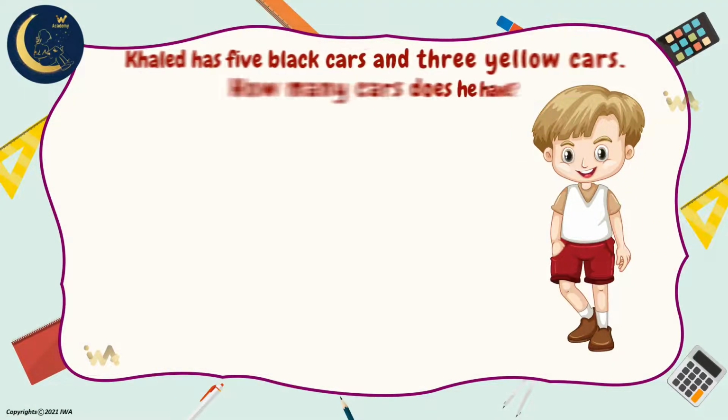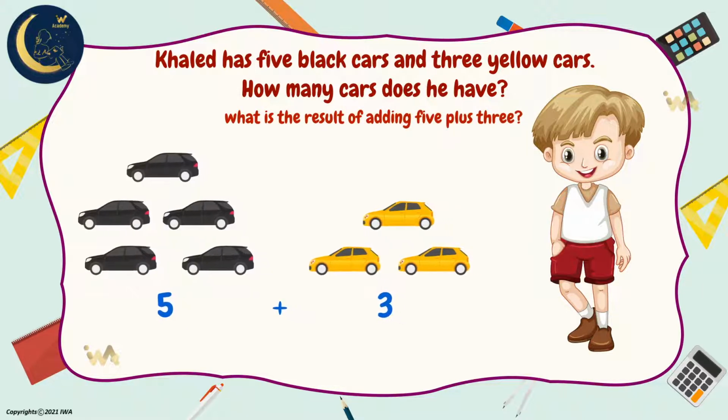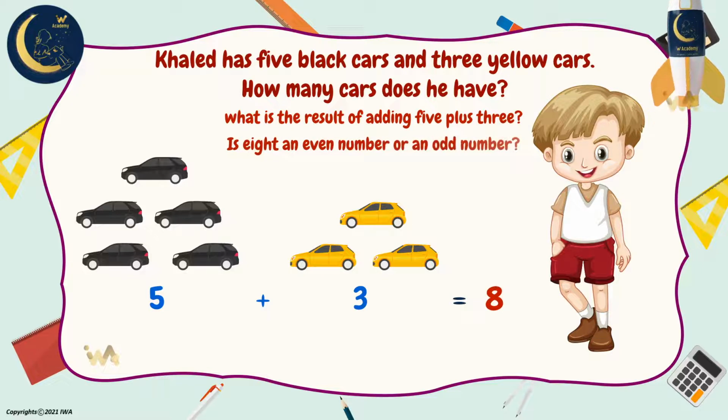Khalid has 5 black cars and 3 yellow cars. How many cars does he have? How do we know? Good job. We will use the addition. So, what is the result of adding 5 plus 3? 8. Well done. Is 8 an even or an odd number?